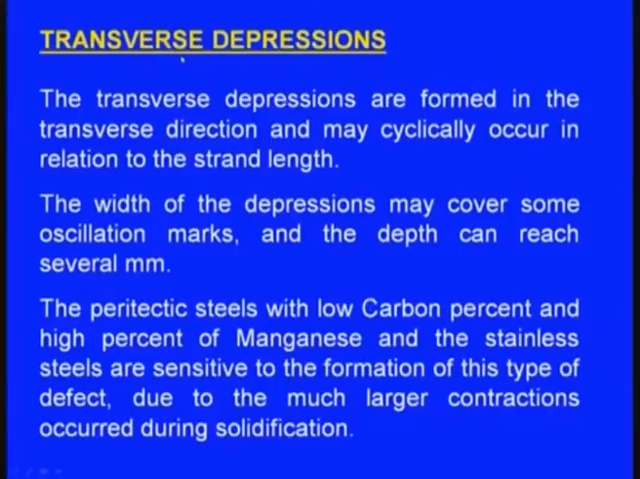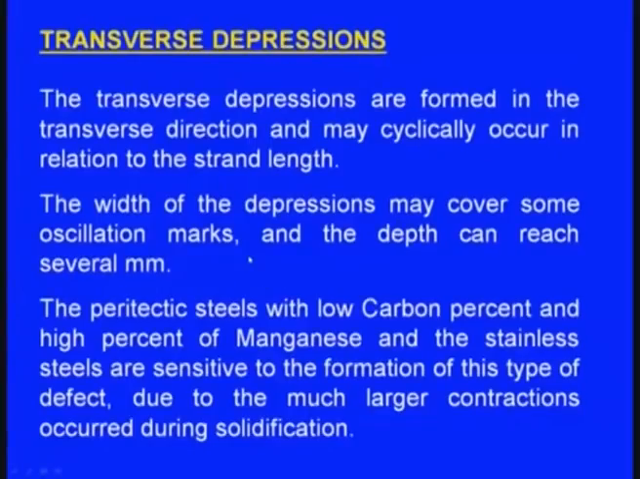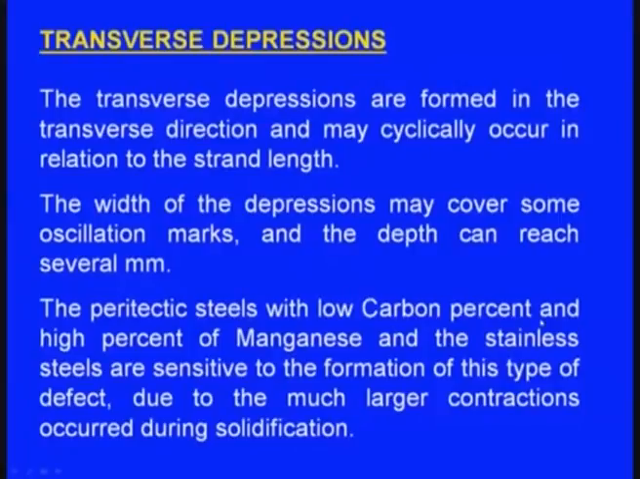Next one, transverse depressions. The transverse depressions are formed in the transverse direction and may cyclically occur in relation to the strand length. The width of the depressions may cover some oscillation marks and the depth can reach several millimeters. The peritectic steels with low carbon percent and high percentage of manganese and the stainless steels are sensitive to the formation of this type of defect due to the much larger contractions occurring during solidification.